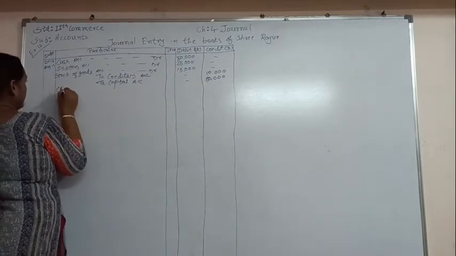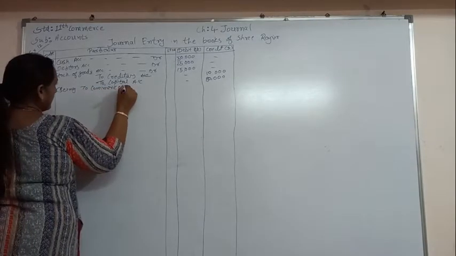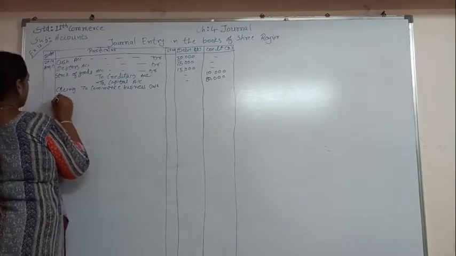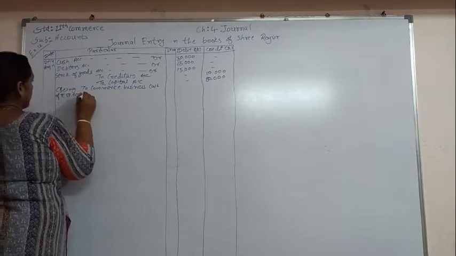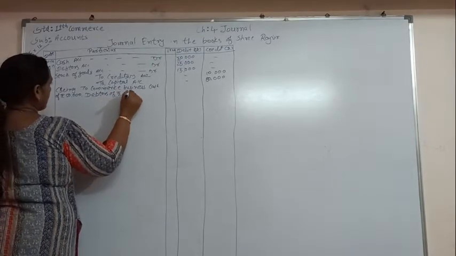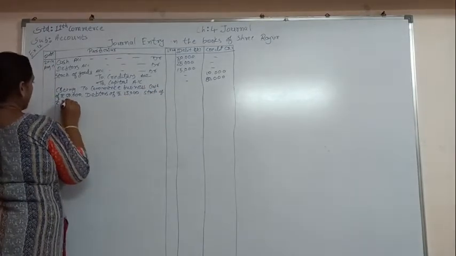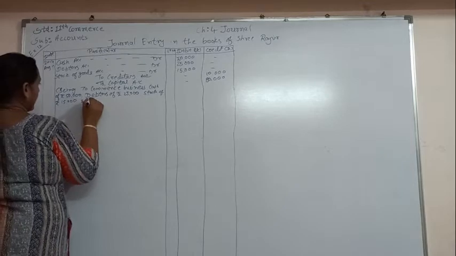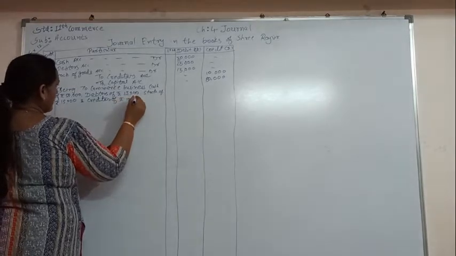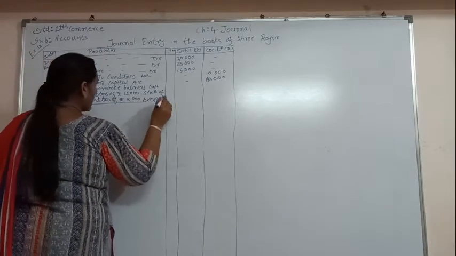Being business commenced with cash of rupees 50,000, debtors of rupees 25,000, stock of rupees 15,000, and creditors of rupees 10,000 brought in. So this was the first journal entry.